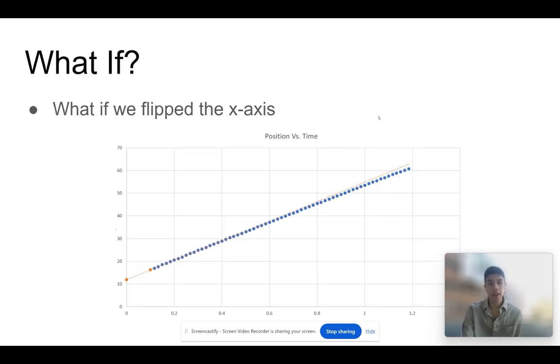So what if we flip the x-axis? Well, flipping the x-axis does not change the magnitude of the velocity vector. It only changes the direction. Remember, a vector has magnitude and direction. And by flipping the x direction, we're simply flipping the direction of the vector from positive x to negative x. What does it mean?